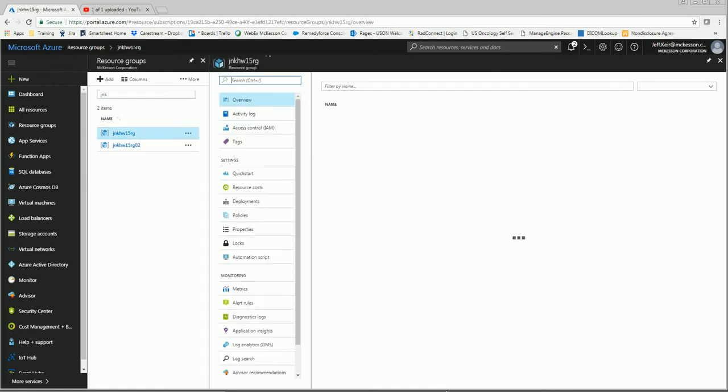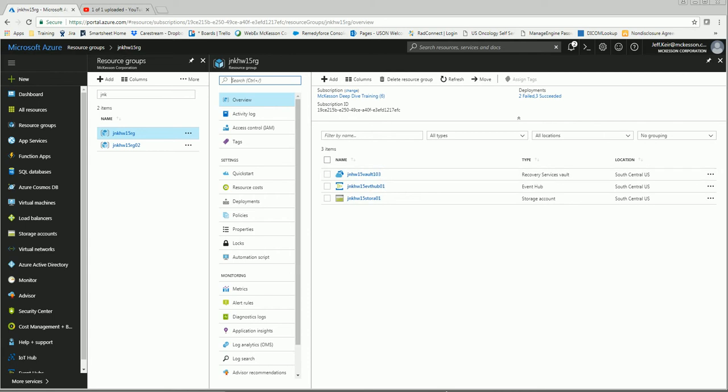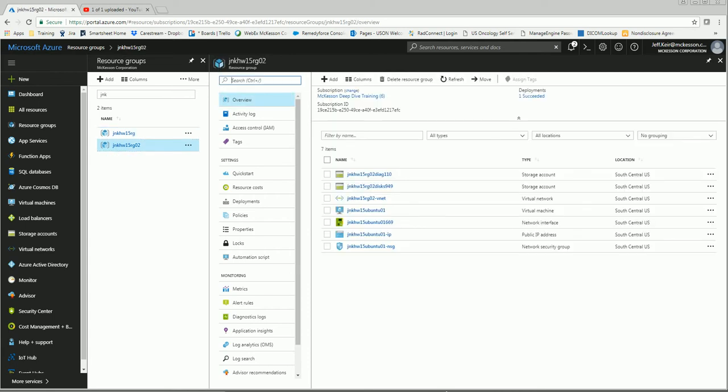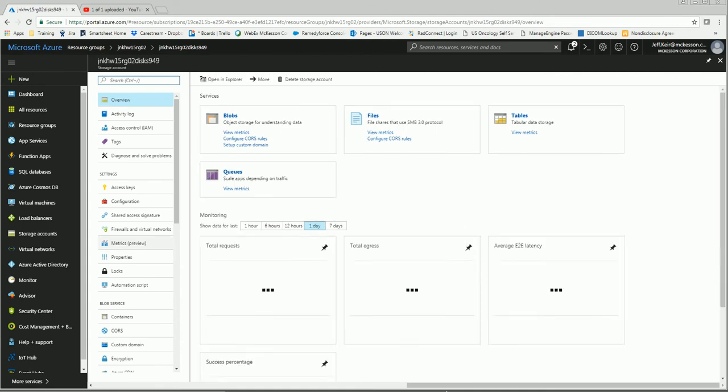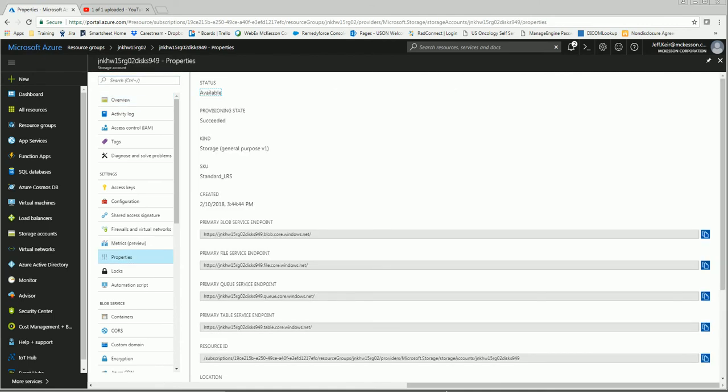And I gotta remember which resource group this is in. This resource group. Here we go. Here's our disk. 949 is the germane disk here. And if we look at properties, it's not going to tell us what we want to know. There's nothing here about encryption. All right, let's see.